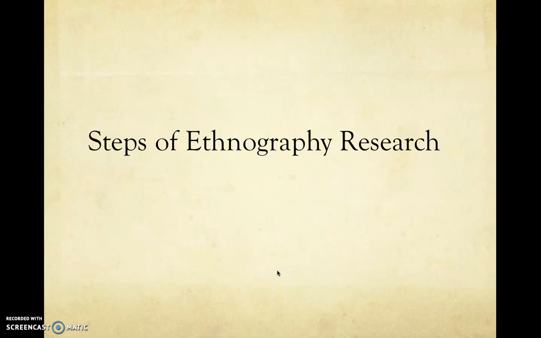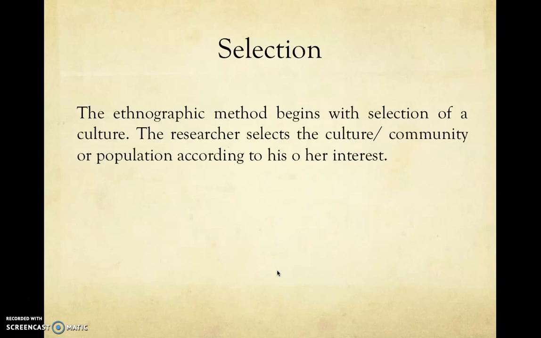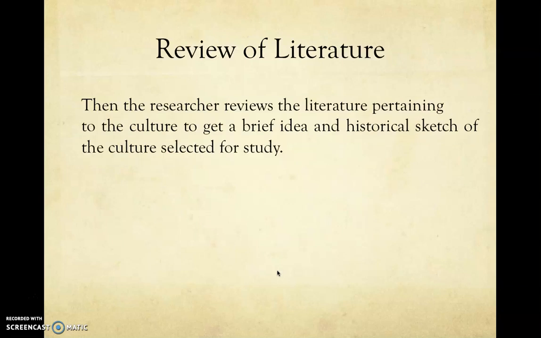Next are the steps of ethnography. As we know, every educational research has varied steps, and the very first step is the selection of the problem. But in ethnographic research, as it is a qualitative research, we first select the community or the culture of the population according to the interest of the researcher. Here the researcher selects the community or the particular culture. Next is the review of the literature. The researcher reviews the literature pertaining to the culture to get a brief idea and historical sketch of the culture sector for the study.